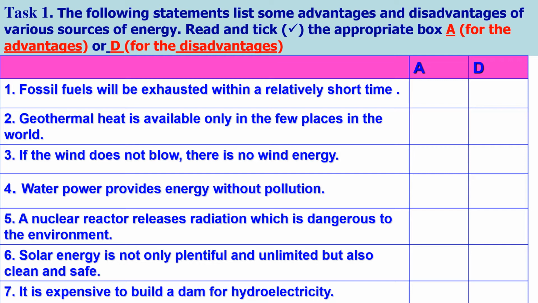I'm sure that all of you can understand the sentences from number 1 to number 7 because there are no new words and you have learned all of them in the lesson reading. Now, let's start. Have you finished? Here, read the answer.